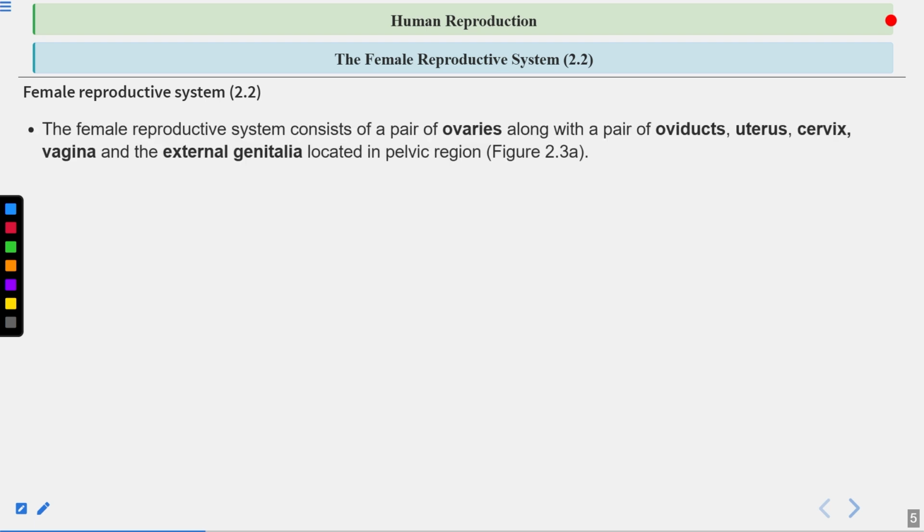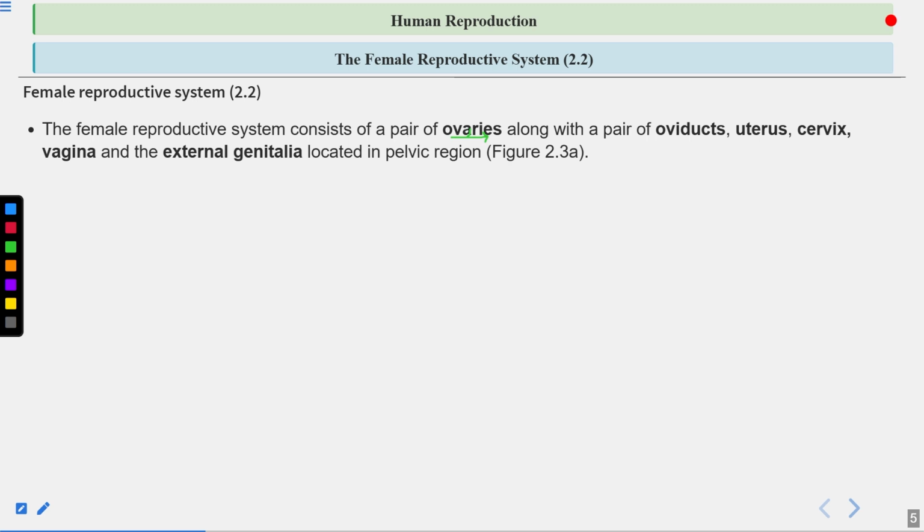The female reproductive system consists of a pair of ovaries, like the male reproductive system consists of a pair of testes. Ovaries are the primary sex organs in females. Now, what is the function of a primary sex organ? The first function is the production of the gametes, and the second function is the production of the hormones.